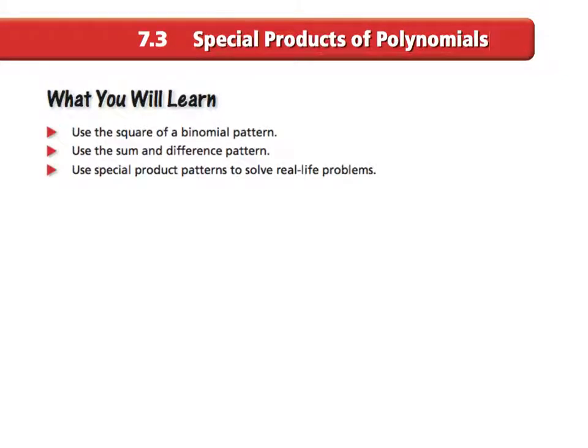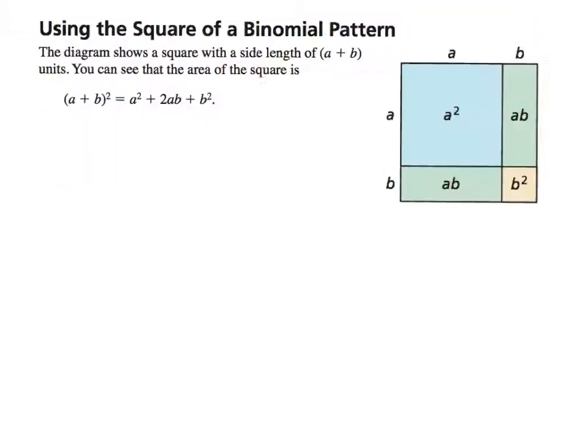All right, in these special products, you're going to use the square of a binomial pattern, you're going to use the sum and the difference pattern, and you're going to use special product patterns to solve real-life problems. So, using the square of a binomial pattern, here's what it means. You're going to be given this, a binomial squared.